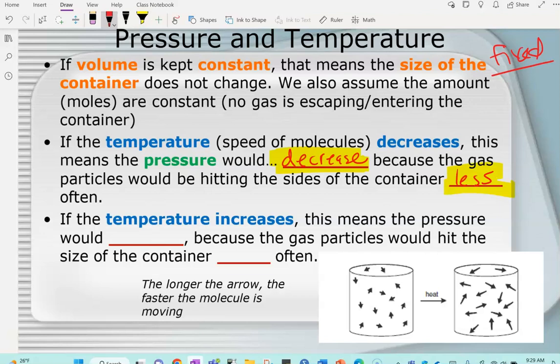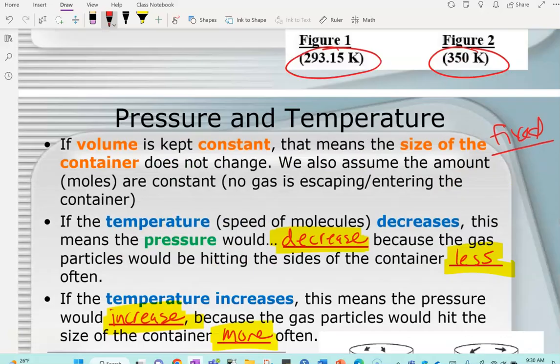Versus if the temperature increases, this means the pressure would also increase because the particles would be hitting the sides of the container more often. So like I said in the previous video, we're going to use arrows to represent the speed of the molecules.